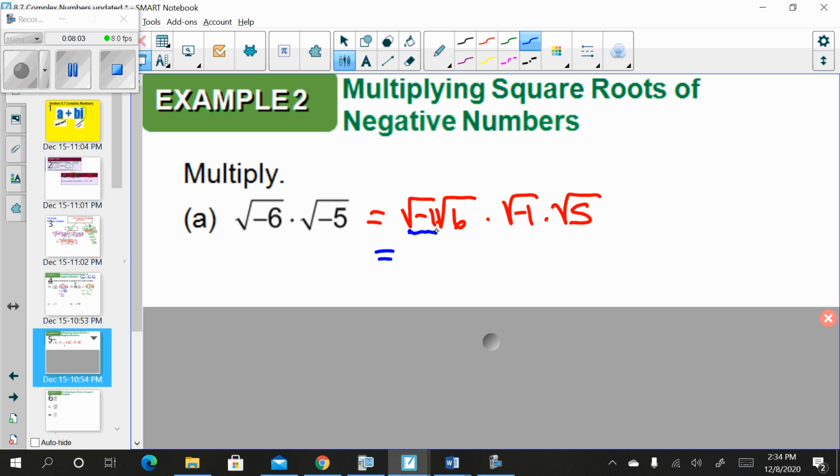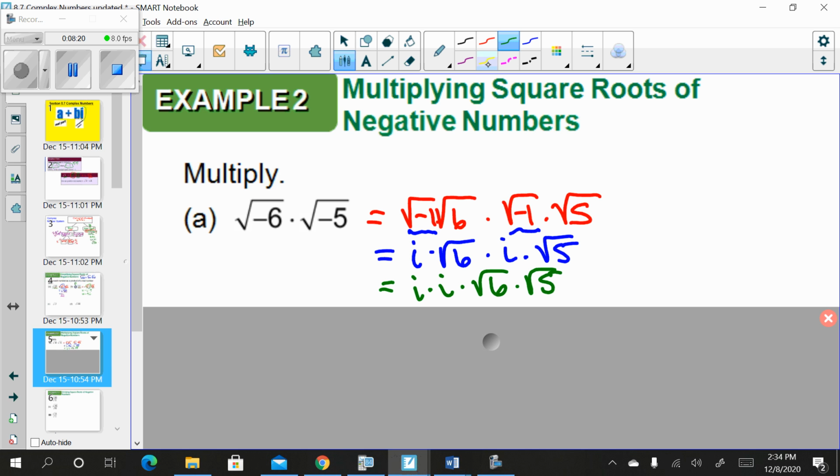So square root of -1 is i. So I have i times the square root of 6. And I have another one, so another i times the square root of 5. Now, when we multiply, remember, we can multiply things in whatever order we want. So I'm just going to do a little rearranging here. We have i times square root of 6 times square root of 5.